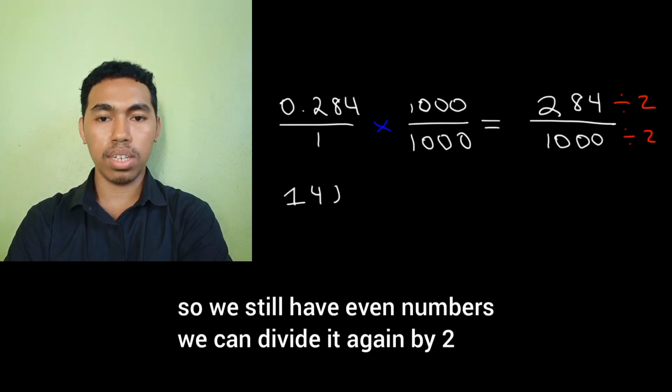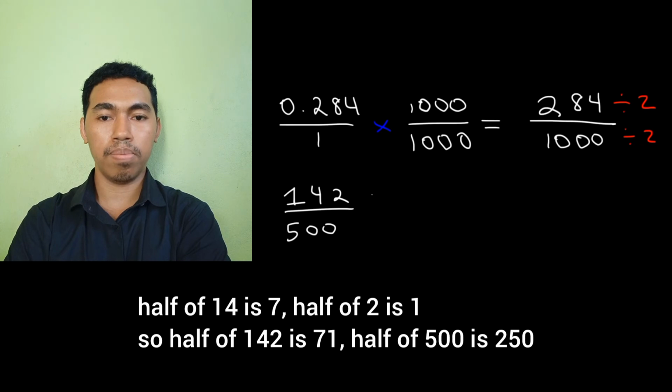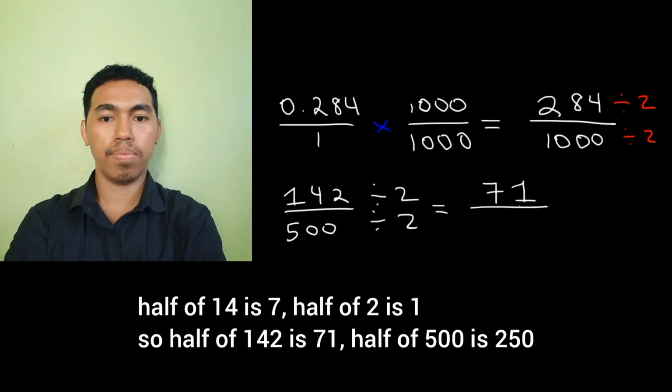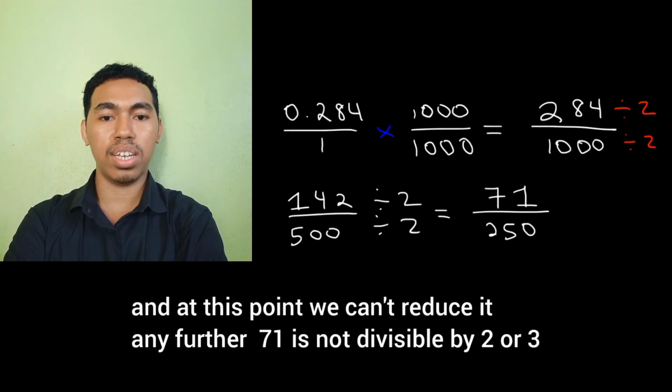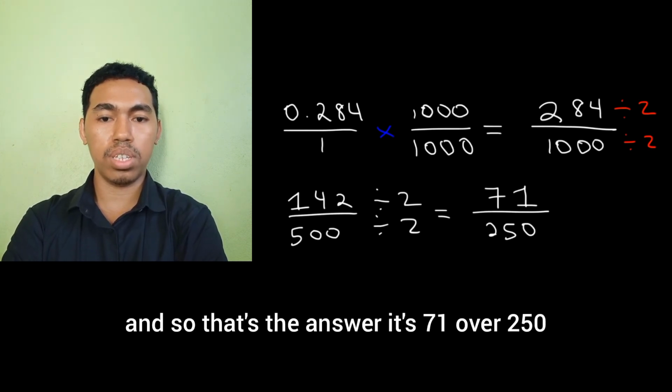So we still have even numbers, we can divide again by 2. Half of 14 is 7, half of 2 is 1. So half of 142 is 71. Half of 500 is 250. And at this point, we can't reduce it any further. 71 is not divisible by 2 or 3. And so that's the answer. It's 71 over 250.